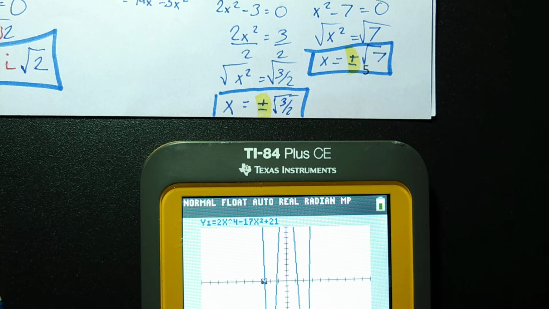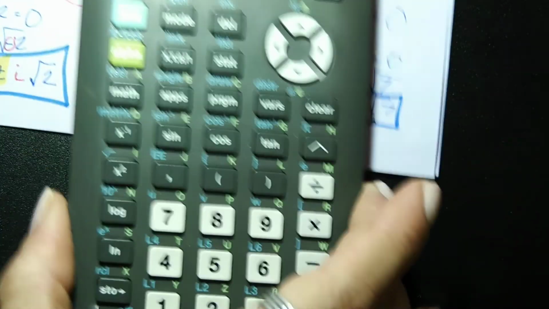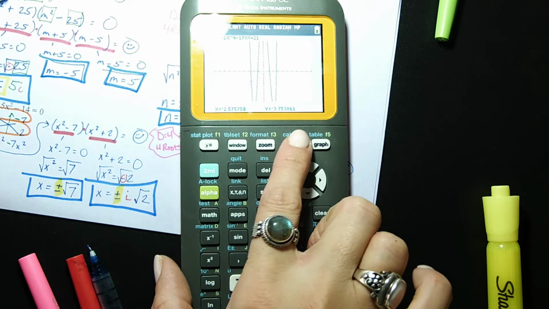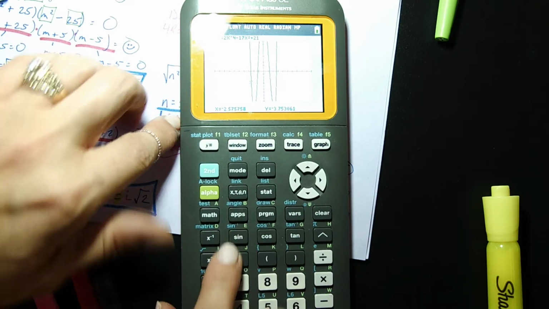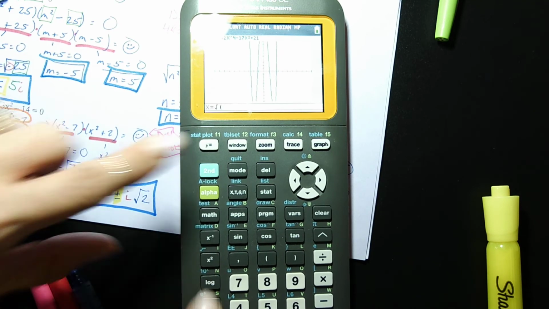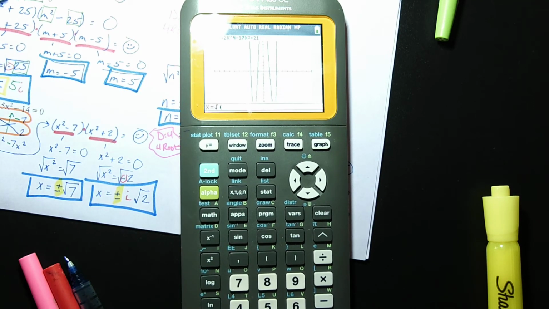So when you trace, you just go straight to the number or square root, or you can. So when I hit trace, let's zoom out here. So hit trace, and then I can type in second x squared. So you just start typing, and that immediately engages that x equals.